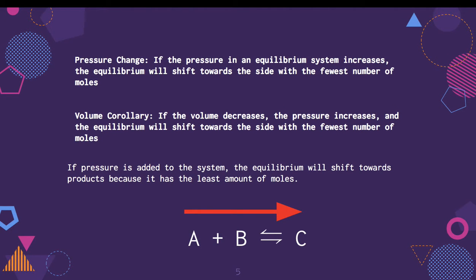The next factors to consider are pressure change and the volume corollary. For pressure change, if the pressure in an equilibrium system increases, the equilibrium will shift towards the side with the fewest number of moles. In the volume corollary, if the volume decreases, the pressure increases, and the equilibrium will shift towards the side with the fewest number of moles. So let's say pressure is added to the system in the equation below: the equilibrium will shift towards the products because it has the fewest moles.